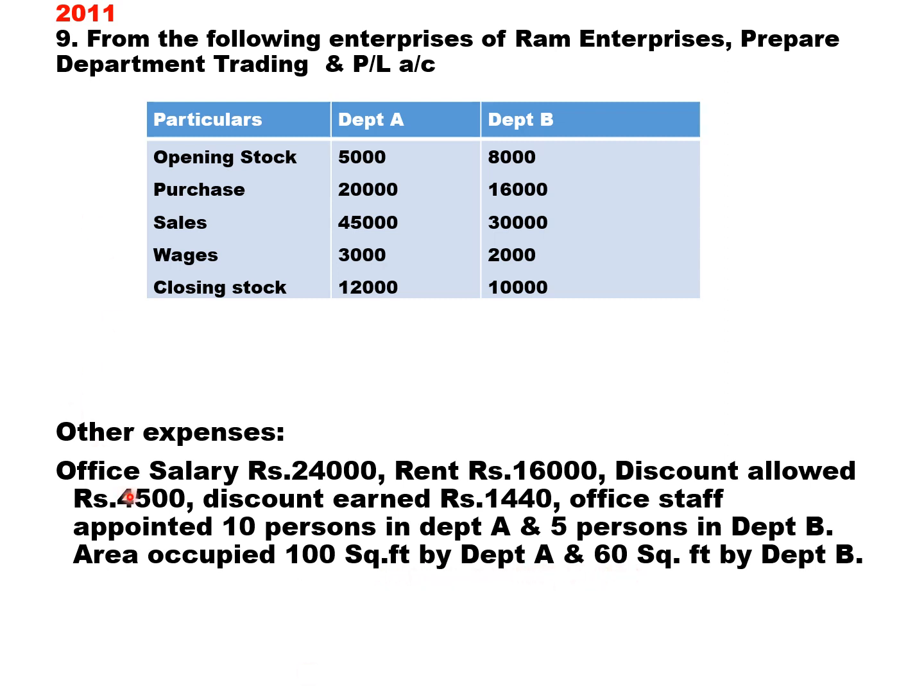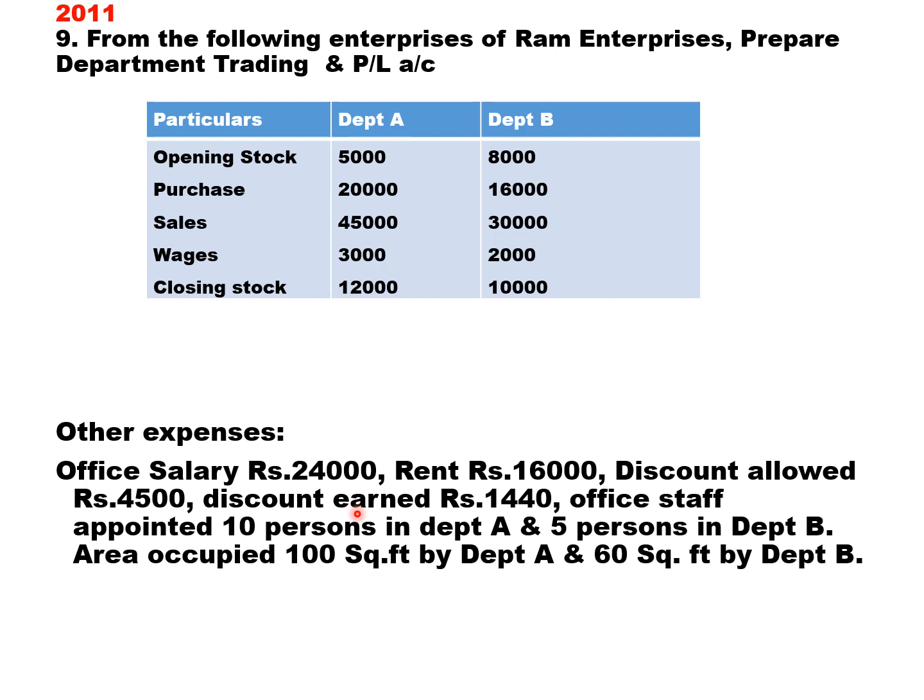So students, office salary 24,000. Salary to be distributed on the basis of number of persons. I repeat, office salary to be distributed on the basis of number of persons. Rent to be distributed on the basis of square feet. Discount allowed to be distributed on the basis of sales, because discount is offered at the time of sale. So discount allowed to be distributed on the basis of sales ratio.